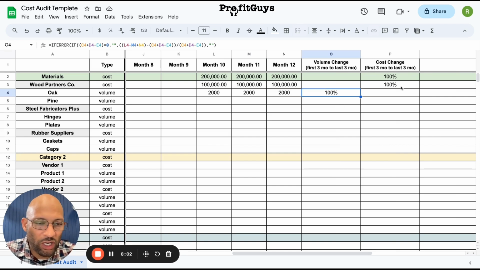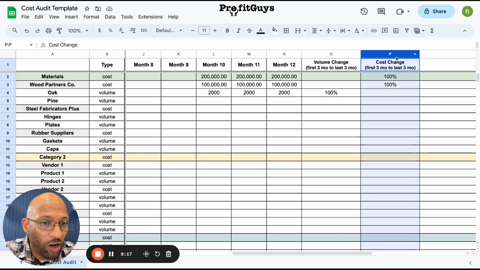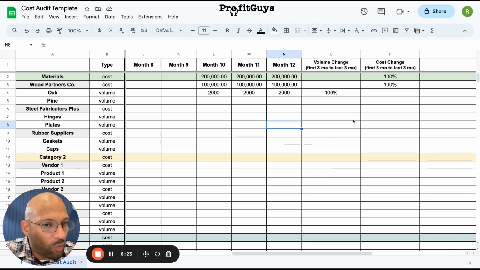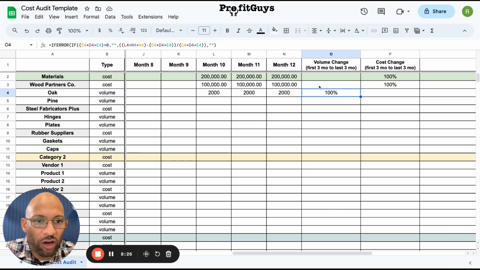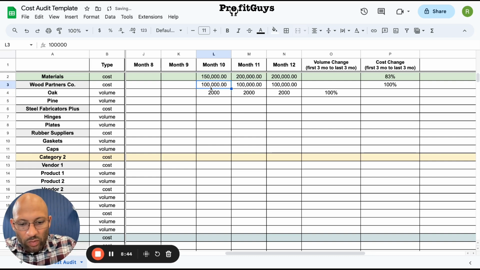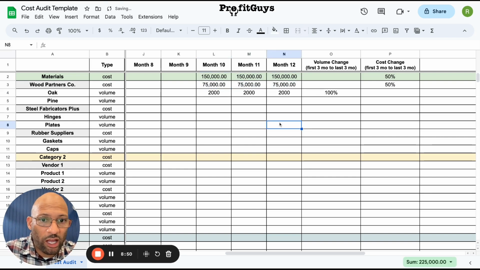And our cost has also changed. Our cost has increased 100% from the first 3 months of the year to the last 3 months of the year. So it is the same. It's showing us that our costs have increased at the exact same rate as our volume. And we don't want to see that, because if we've increased our volume by 100%, we would expect these costs to increase at a slightly discounted rate. So instead of paying the same price, but we're buying twice as much, maybe we want to see this at 150,000. Maybe we want to see this at 75,000, just for the sake of argument. That's what we kind of want to see, something like that.